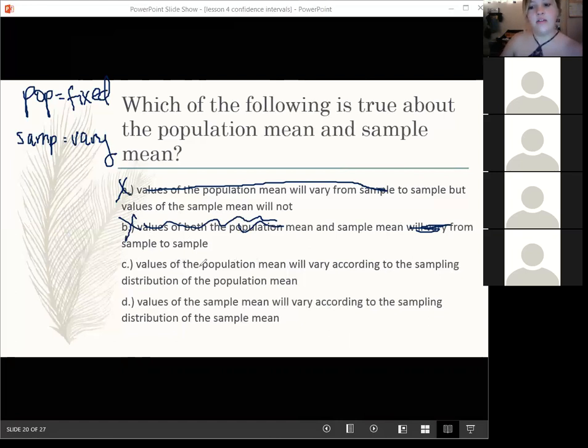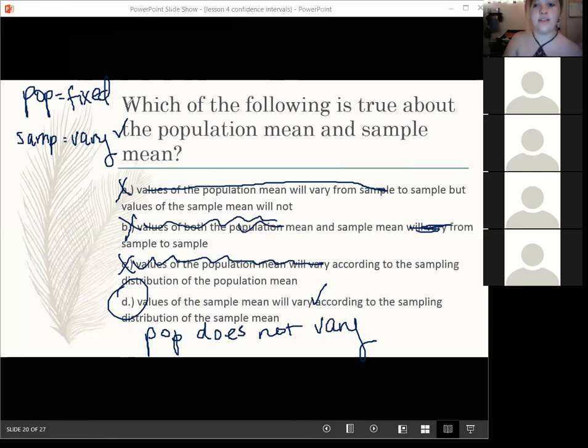C says values of the population mean will vary. No, incorrect. It will not vary. D says values of the sample mean will vary. Yes. And according to the sampling distribution and the sampling mean, this could also go on to say that the population does not vary. That is also true. So D is our answer. Does that make sense to everybody?